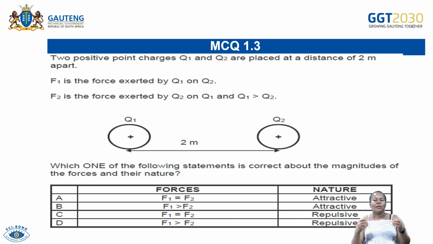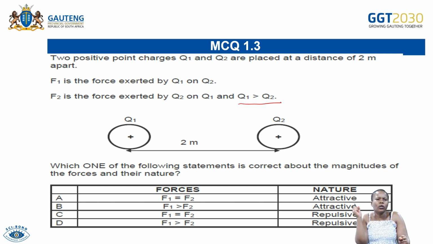All right, and they are separated by a distance of 2 meters. And then F1 is the force exerted by Q1 on Q2. All right, and then F2 is the force exerted by Q2 on Q1, and Q1 is greater than Q2. So this is just telling us about the magnitude of Q1 and Q2. Yes, we do know both of them are positively charged, but Q1 has a bigger magnitude than Q2.